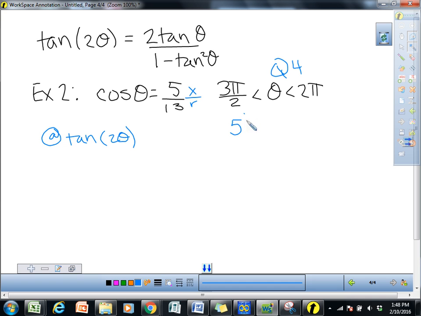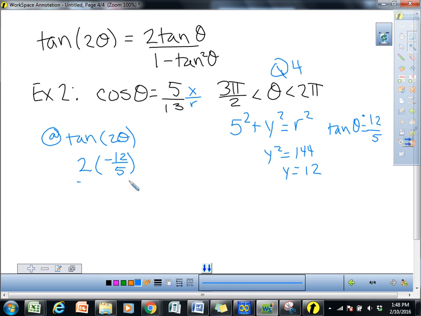So 5 squared plus y squared equals r squared. I end up getting y squared equals 144, so y is going to be 12. So this tells me that tangent theta is going to be 12 over 5, and quadrant 4 is going to be negative. So I'm going to have 2 times negative 12 over 5 over 1 minus negative 12 over 5 squared. Up top simplifies to negative 24 over 5.